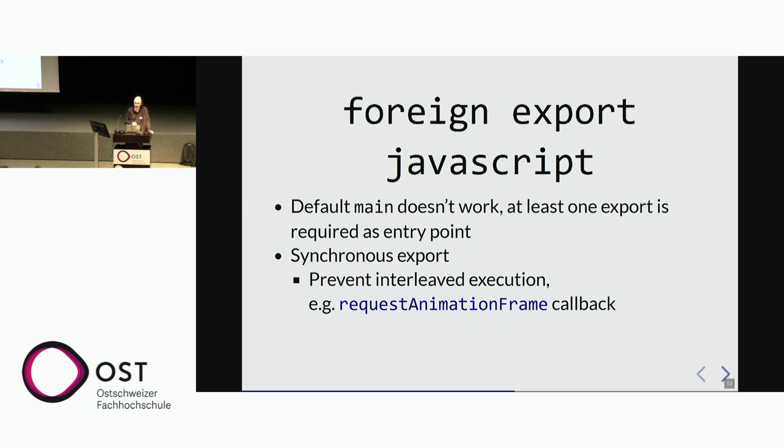be called. This is very useful when you are doing animations, because if you are calling a Haskell function to draw every frame in an animation, you don't want the executions of these different Haskell functions to be interleaved, and there may be tearings in your canvas, so you need to ensure that the execution is not interleaved. So this is where synchronous export is useful.